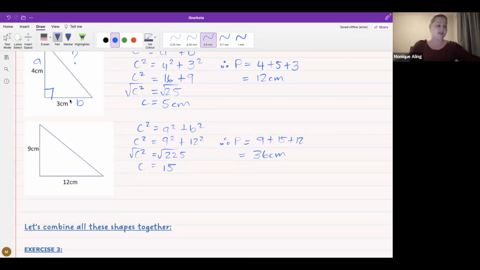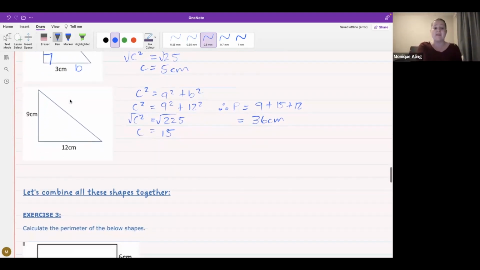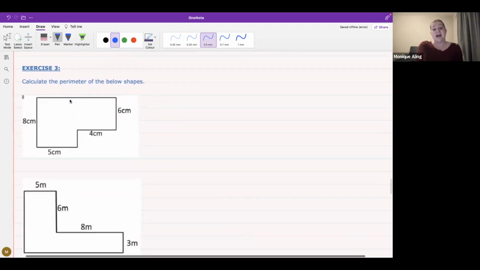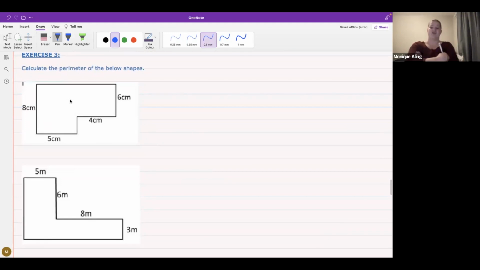Okay. So now, of course, it's not always going to be as simple as here's a triangle, here's a missing side, work it out and get the perimeter. They are most probably going to combine these shapes in an exam. So let's have a look at these two shapes first. It says calculate the perimeter of the below shapes. So as we can see, it's a combination of two rectangles in these two scenarios.